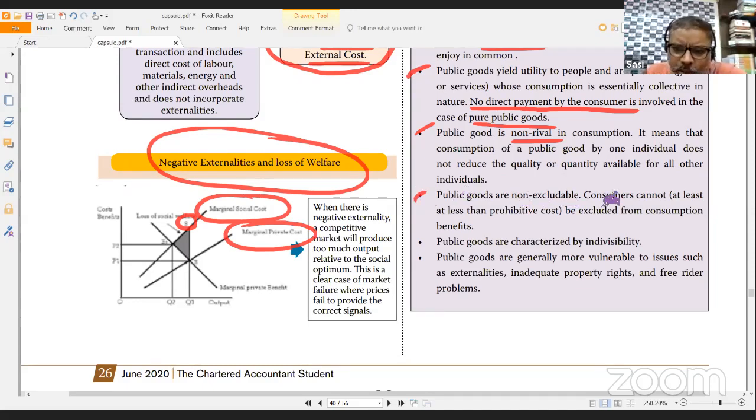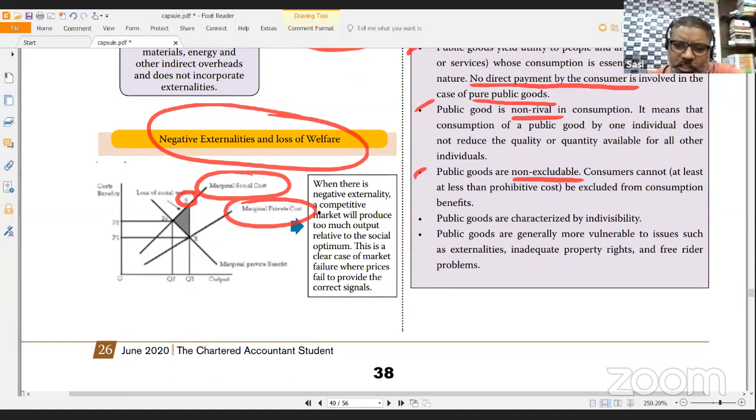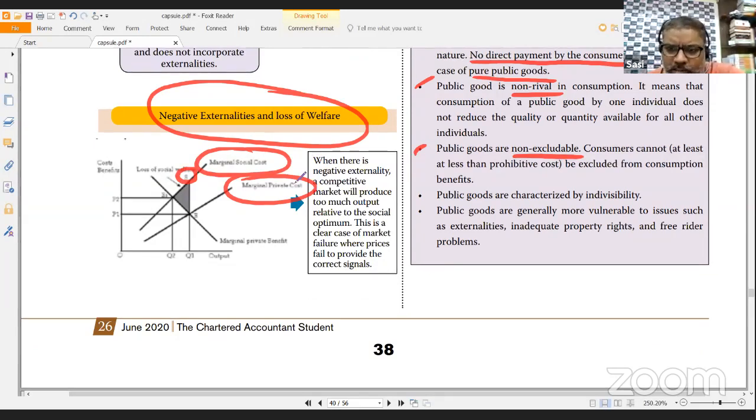And they are non-excludable. You cannot say somebody cannot even take the illumination from the street light. Pure public goods we are talking about. They are non-excludable. They cannot be excluded or exclusively provided only to a few people. Nobody can be excluded from the consumption benefits.